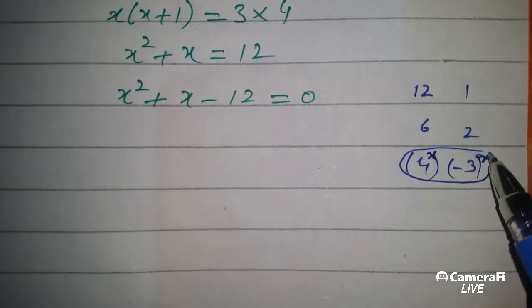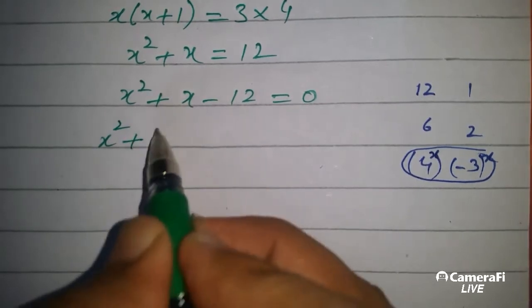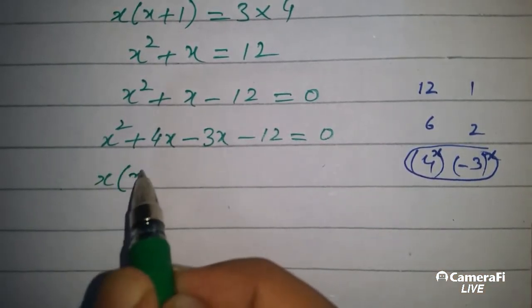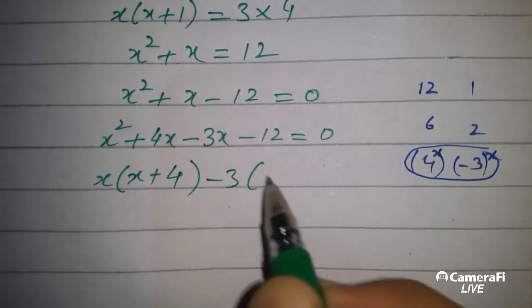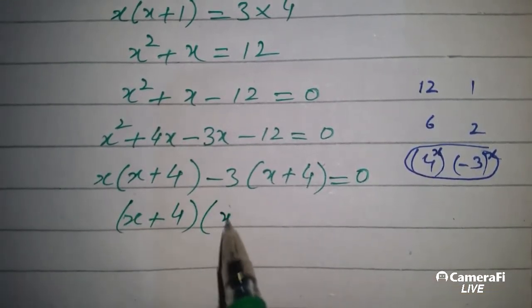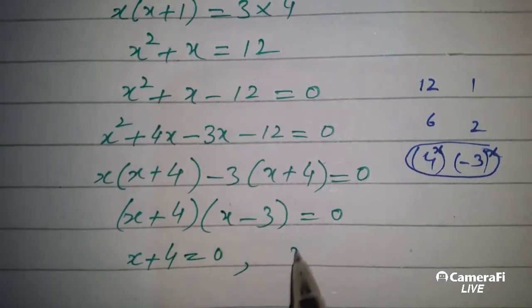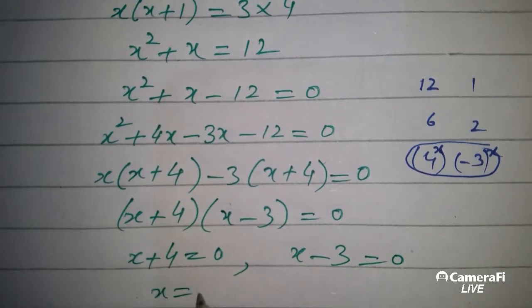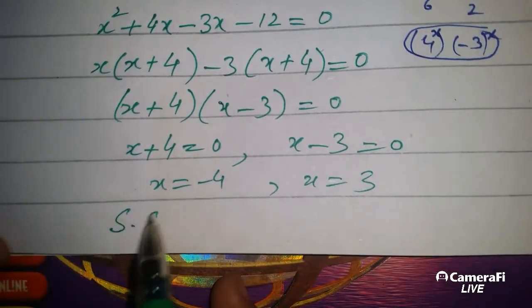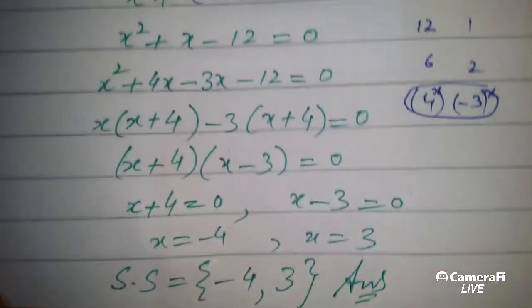Here x is also present. So these are the factors: 4x minus 3x minus 12 equals to 0. So this is the answer to the problem.